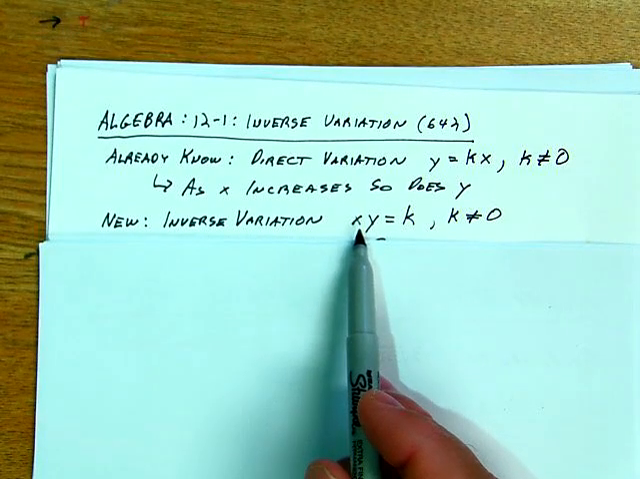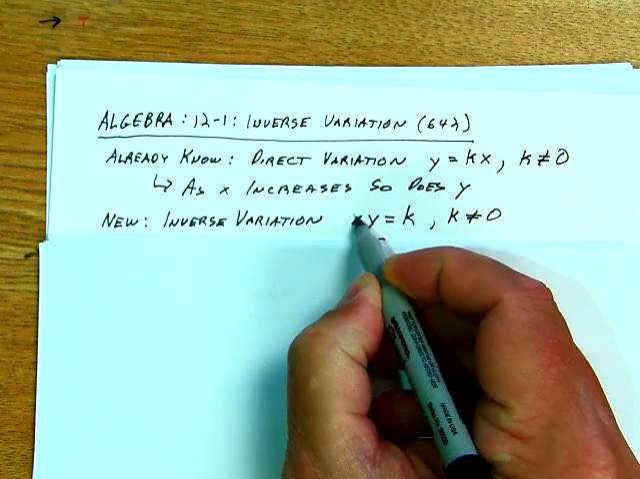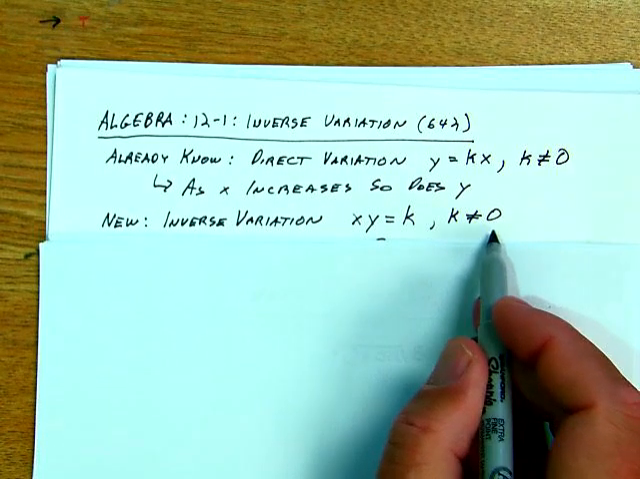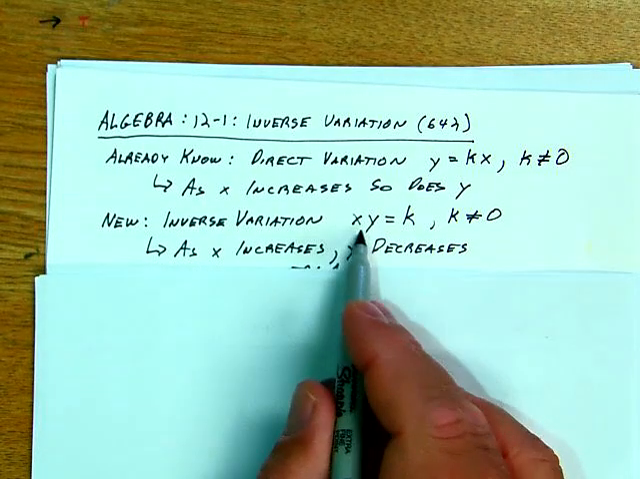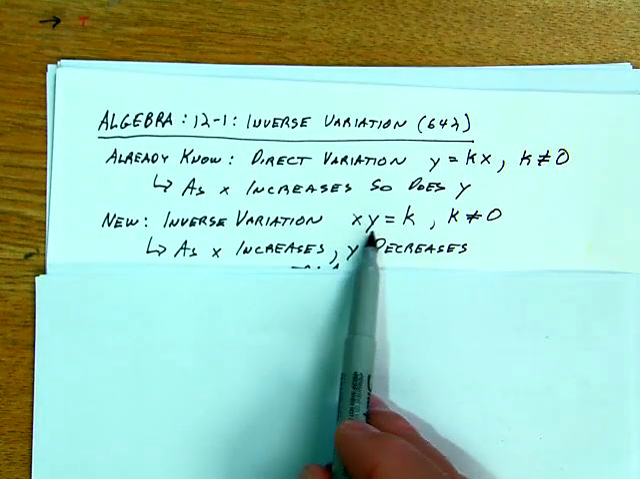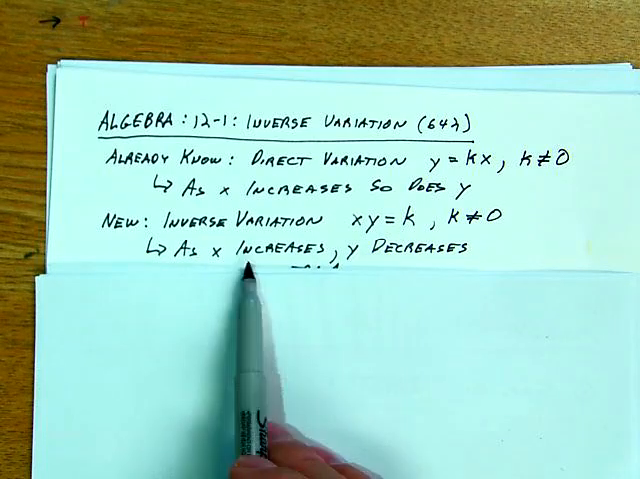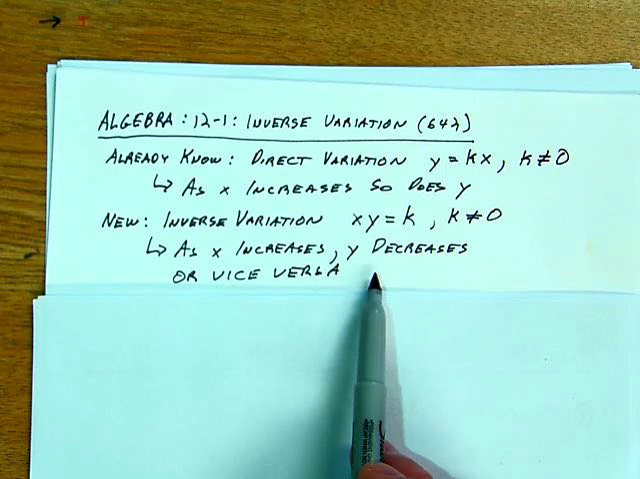In this formula, x times y is equal to k, as long as k is not equal to 0. So what we have here is, as x gets bigger, y has to get smaller in order for k to stay the same. Okay, so y decreases as x gets bigger, or vice versa. As x gets smaller, y would get bigger.